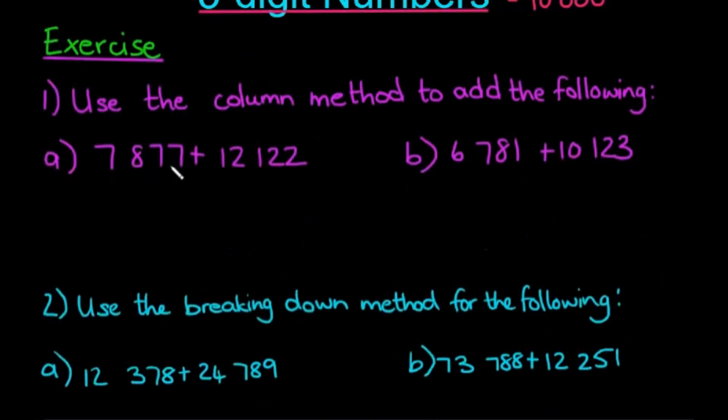Our next exercise, we will be using two of the methods. The first one, we have to use the column method, and the second one, in number 2, we have to use the breaking down method to add the following numbers. Please work them out and then come back, pause the video, come back, and I will reveal the answers.